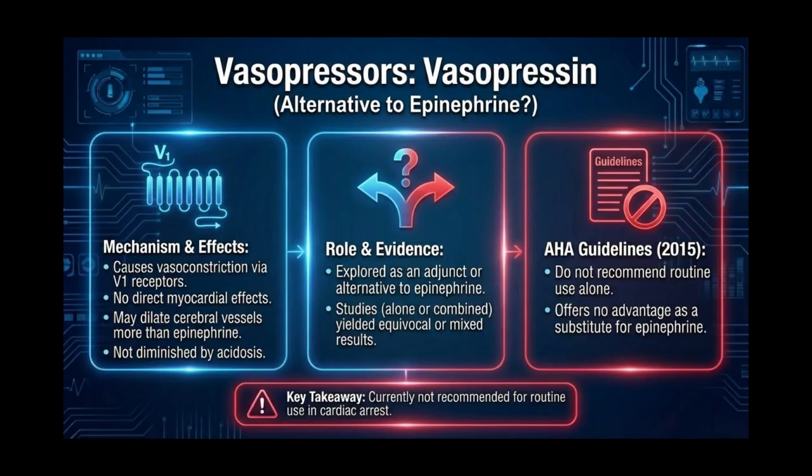It is important to note that many of these studies were often underpowered, meaning that they included insufficient numbers of participants to draw definitive conclusions. As of 2015, the American Heart Association guidelines no longer recommend the routine use of vasopressin alone in cases of cardiac arrest. Current evidence indicates that vasopressin does not provide any advantage as a substitute for epinephrine during such critical situations.